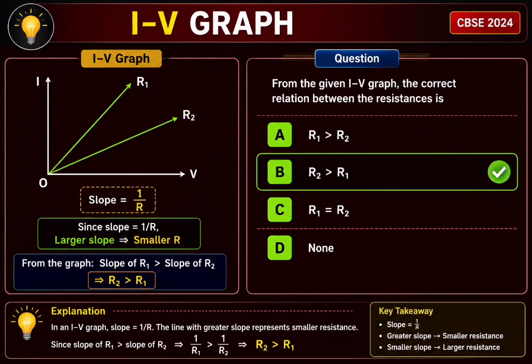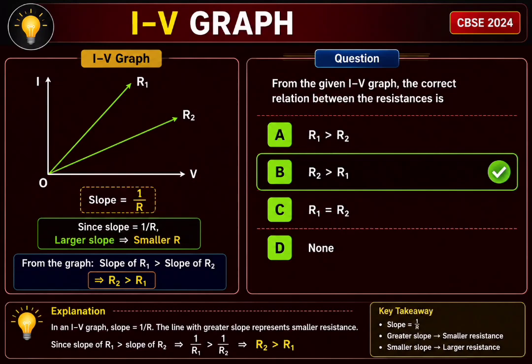Important point: for an IV graph, greater slope means smaller resistance, smaller slope means greater resistance. Remember this carefully because it is opposite to the VI graph.